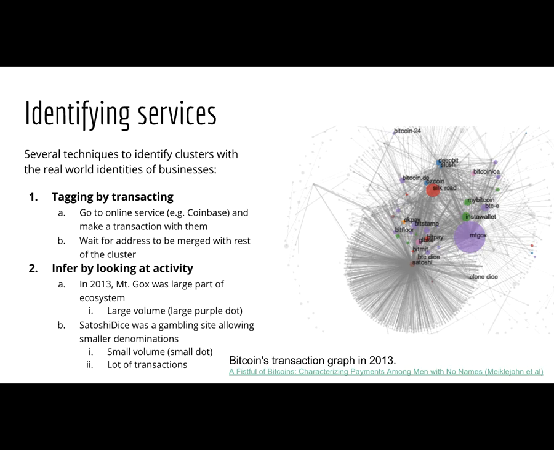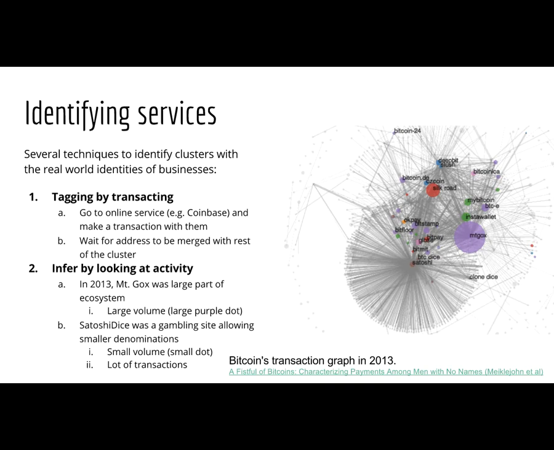So now that we've associated our entities, how do we actually tie these to the real world? In the case of services, there are several techniques. You can transact with a bunch of them. You go everywhere online in the ecosystem, make deposits, make withdrawals, make purchases, whatever. And then you simply wait for the transactions that you've made to be merged into one of these clusters. And then you've thus identified that cluster as being Coinbase or Mt. Gox or whatever.